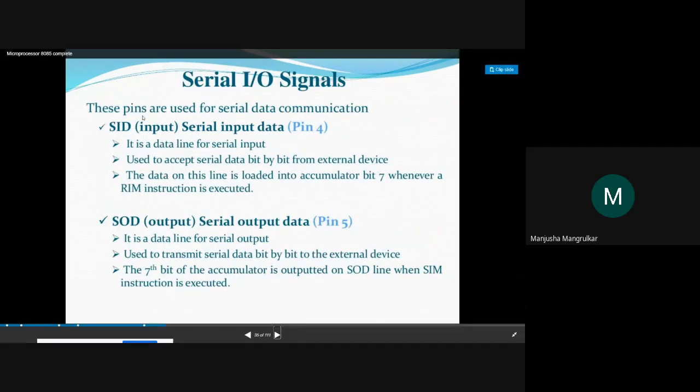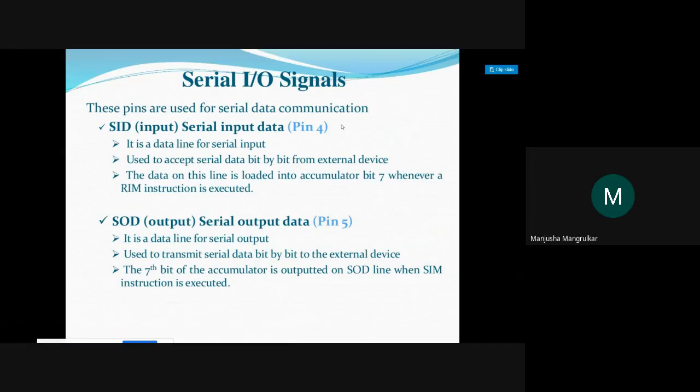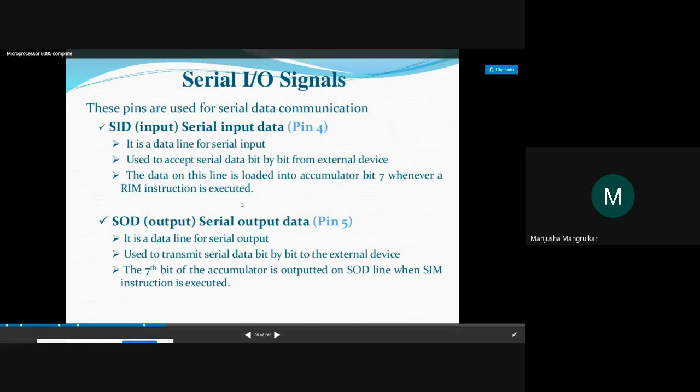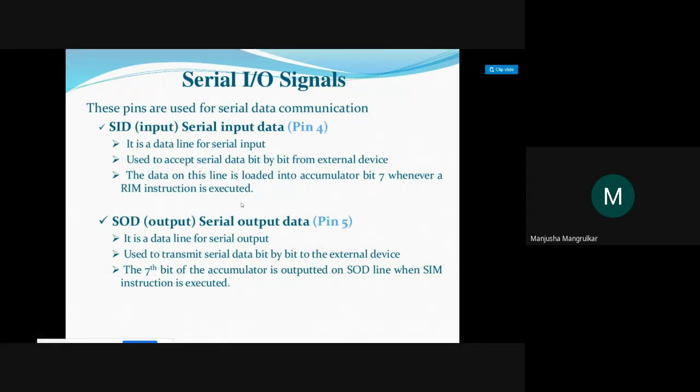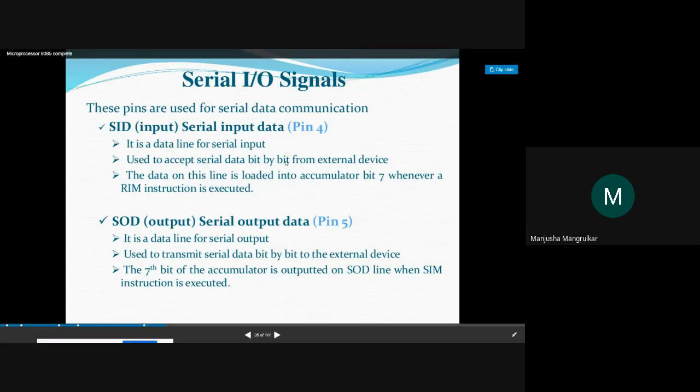Now the serial input signals. These pins are used for serial data communication, that is SID, serial input data. It is the data line for the serial input. Up to now we had the data line and address line transferring data from memory to the input output device, from memory to microprocessor, in parallel mode. Simultaneously 8-bit data you can transfer, but in serial mode it will transfer the data one bit at a time per clock pulse, right? So it is used to accept the serial data bit by bit from the external devices.